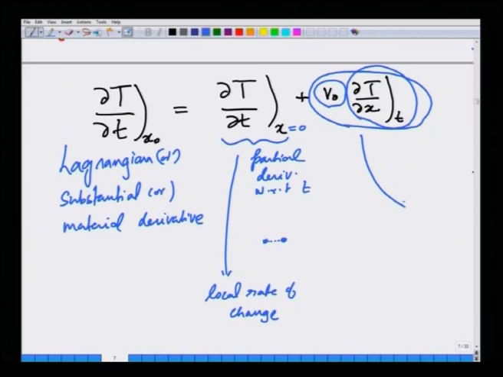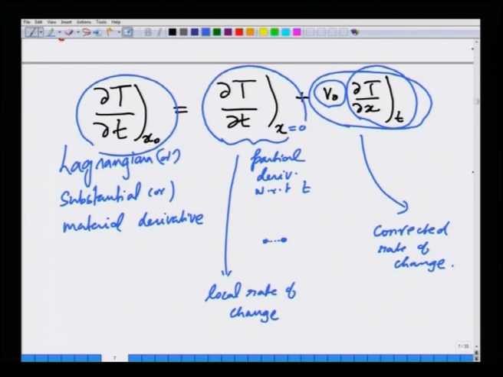This is called the convected rate of change. Okay. So, in general, therefore, we can write: this is the Eulerian derivative, this is the substantial derivative, sorry, this is the Lagrangian derivative, this is the normal partial derivative, and this is the convected rate of change.